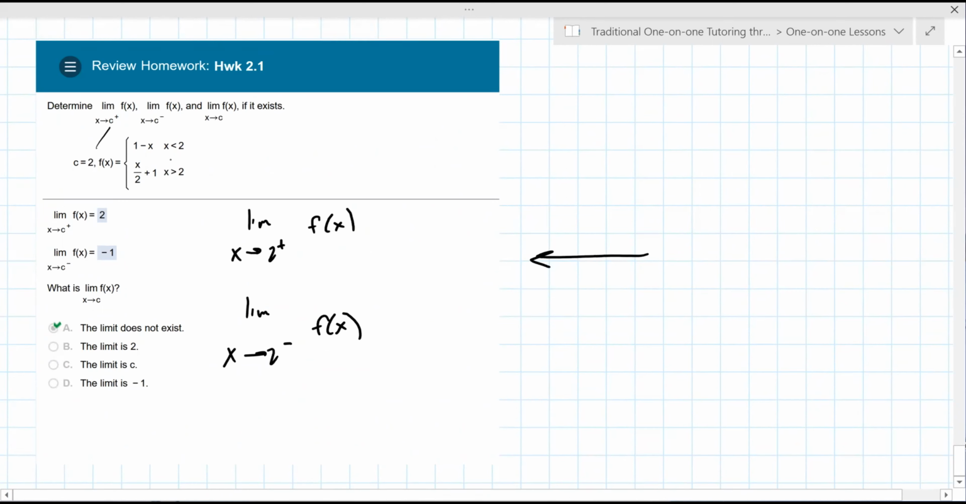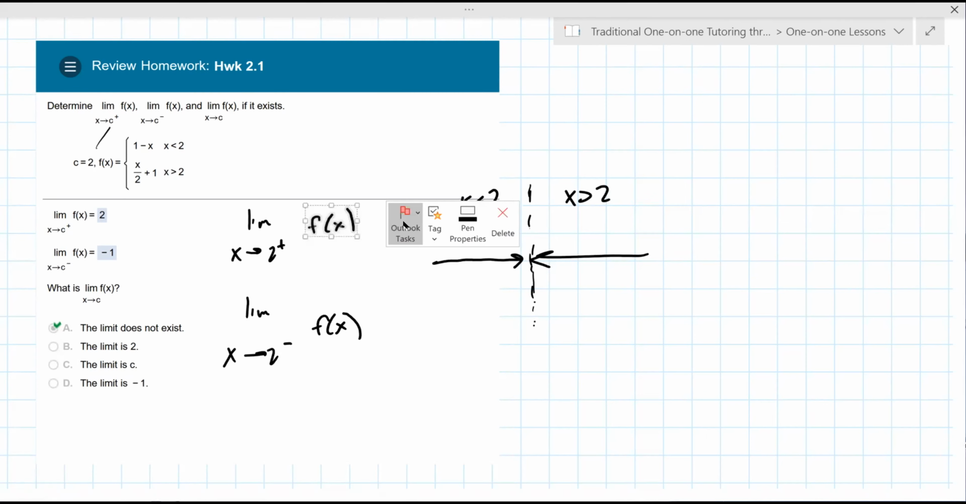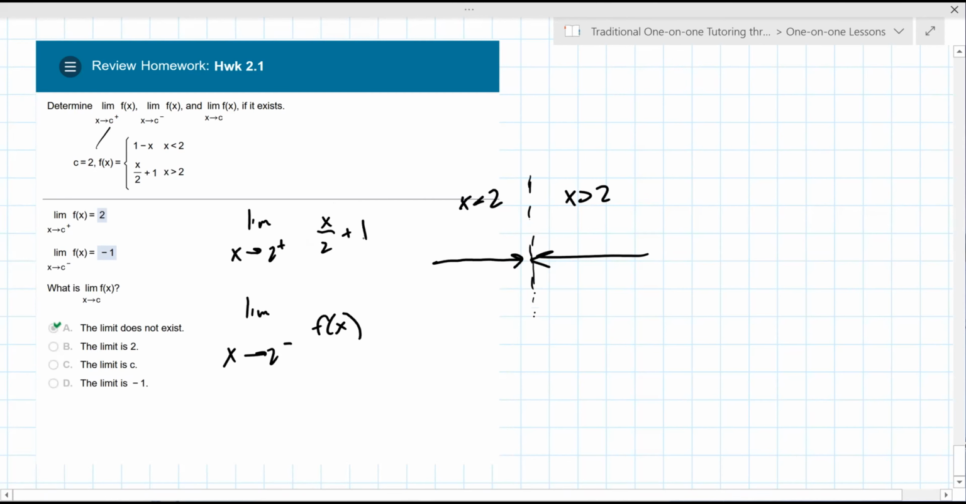So that's why it's this bottom one, because this is your dividing line. Mason-Dixon line or whatever you want to call it. There's a line there where it's one way or the other. So x greater than 2 is over here and x less than 2 is over here. So when you're going this way, you're using that top one. So instead of f of x here, since it's from the right, I know that it's x over 2 plus 1. I know to use that one because it's over here.